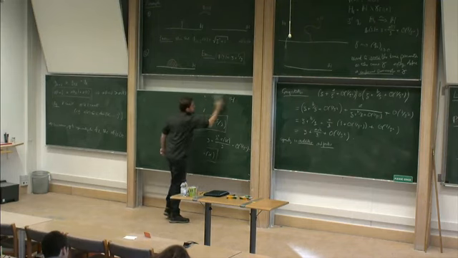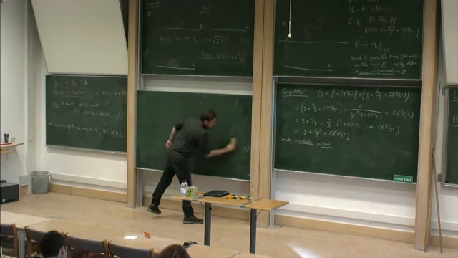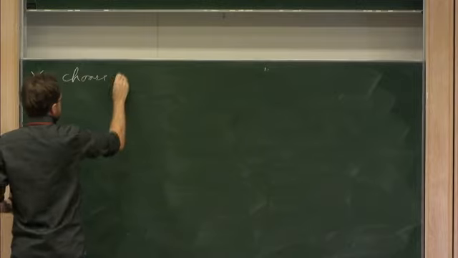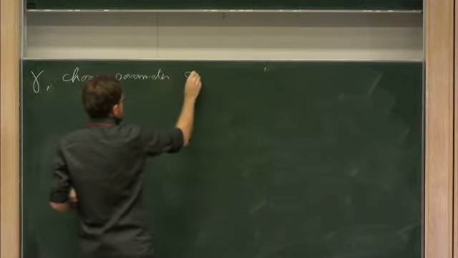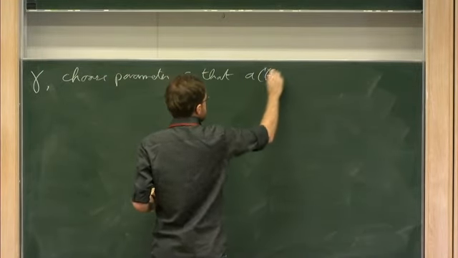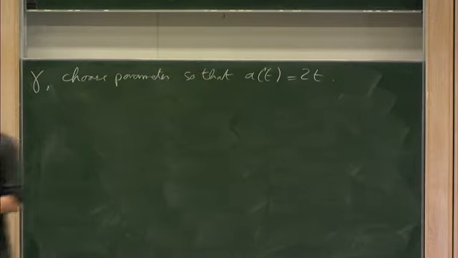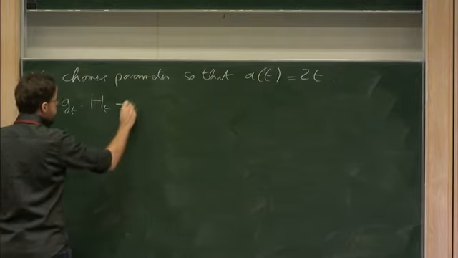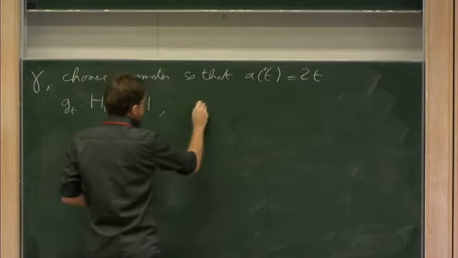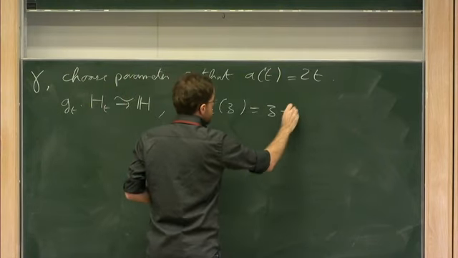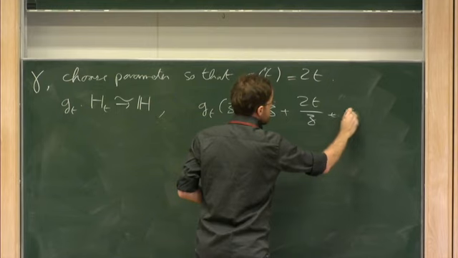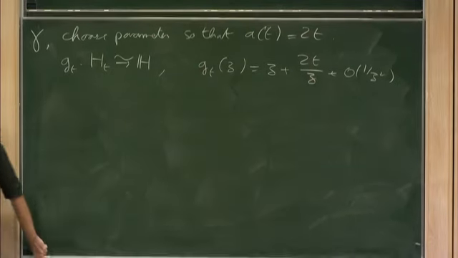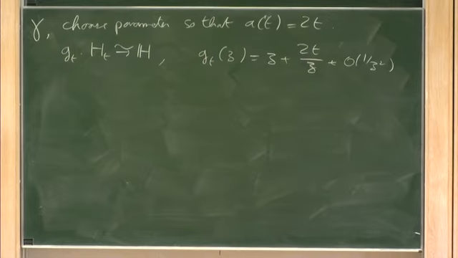So in other words, we have gamma, we choose the parameter so that A of t is 2t, and so we have gt, which goes from ht to h conformally, and it has the expansion that gt of z is z plus 2t over z plus big O of 1 over z squared. So we started from a curve and we got this nice family of conformal maps.